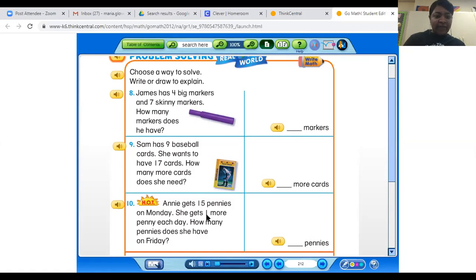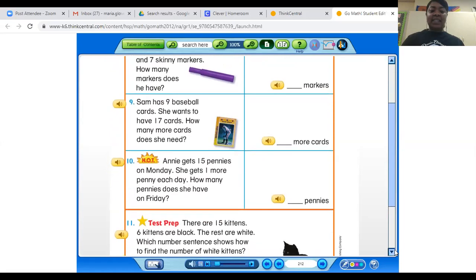So Annie gets 15 pennies on Monday. She gets 1 more penny each day. So on Tuesday, she has 15 plus 1. All right. On Wednesday, she gets 15 plus 2. On Thursday, she has 15 plus 3. And by Friday, she has 15 plus 4. So how many pennies does she have on Friday? All right, listen to that hint that I gave you guys.